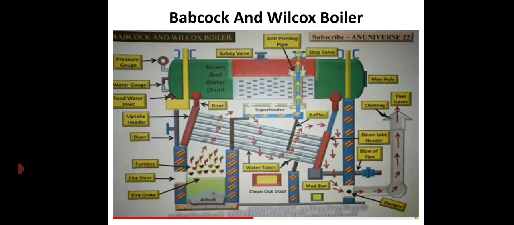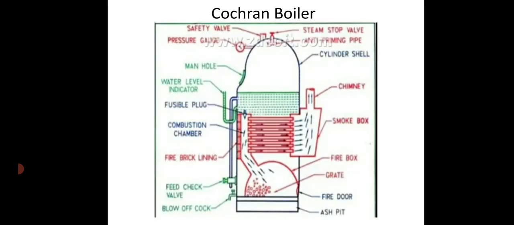Compared to the fire tube boiler, the evaporative capacity, pressure of steam and thermal efficiency of this boiler will be higher. Now we will see the example of fire tube boiler, that is Cochran boiler. This is the diagram of Cochran boiler. It is a fire tube boiler.